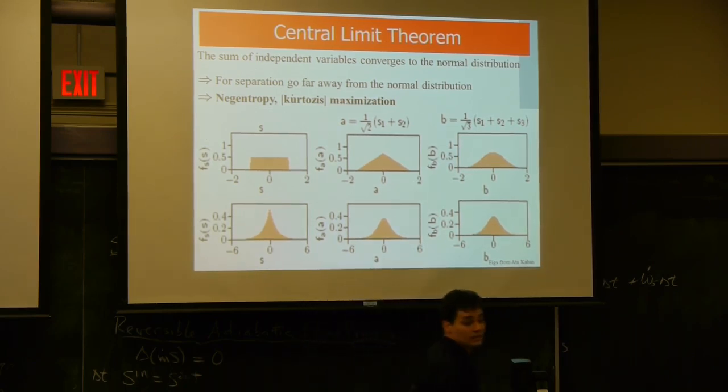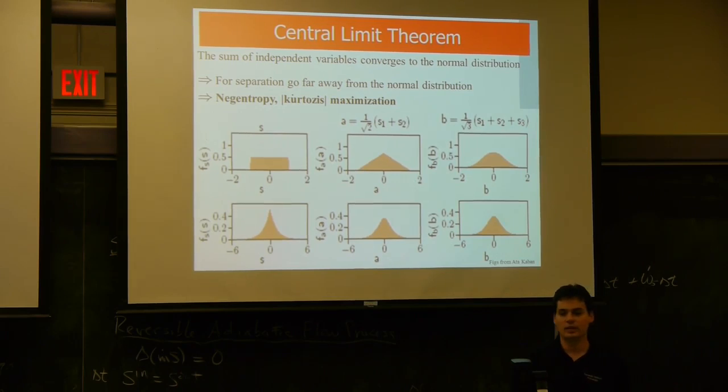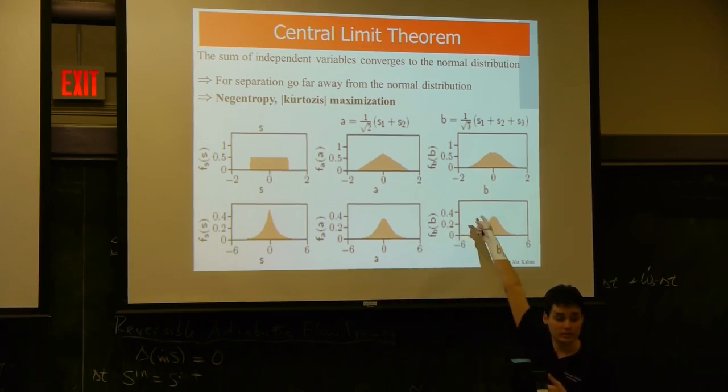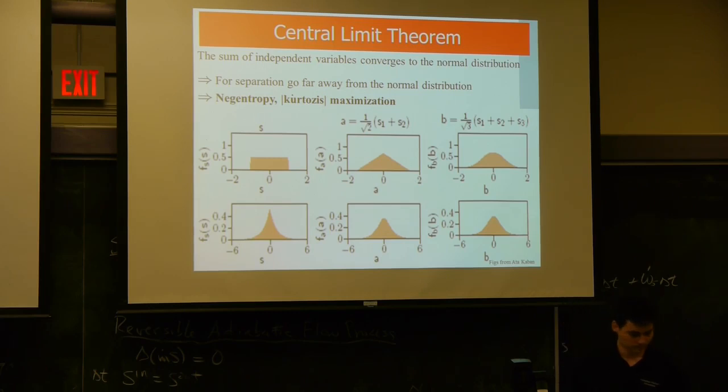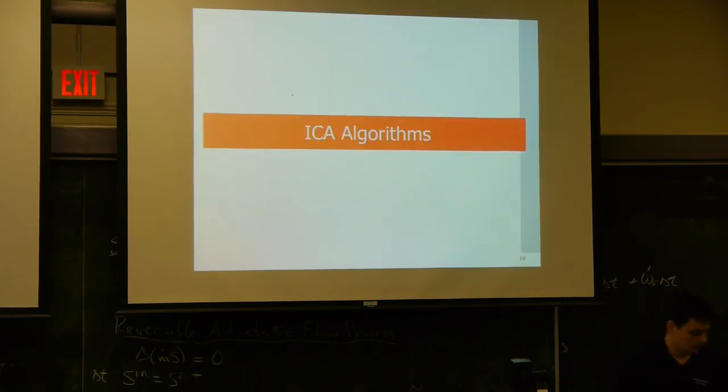Right, so from the central limit theorem, if you remember that, if you mix independent sources, they will converge to a Gaussian distribution, and that's what happens here. So that's why it makes sense: if I want to recover the original independent sources, I should go far from Gaussian distributions. Okay, so let's see a couple of ICA algorithms after this.